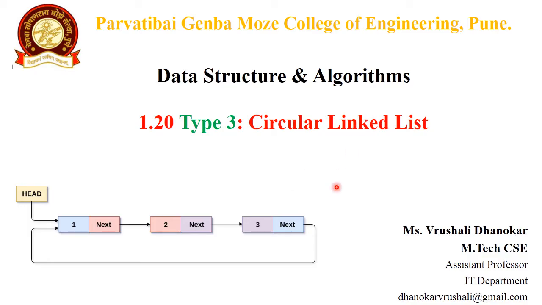In my last video, we learned about the first type of linked list, that is single linked list, and also the second type of linked list, that is double linked list. Hope you have watched my previous video. Now in this video, we will learn about the third and last type of linked list, that is circular linked list. So let's see what is meant by circular linked list.